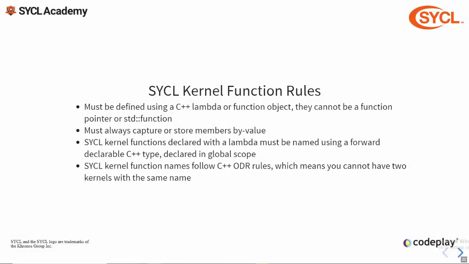First, we're going to take a look at some of the rules that apply when defining kernel functions. Kernel functions can only be defined by a lambda expression or a function object. They can't be function pointers or std function objects. All variables captured in a lambda or stored in a function object must be by value, so they cannot be by reference. Kernel functions defined with a lambda expression must be named, and the name must be a forward declarable C++ type declared in a global scope. Lastly, kernel function names must follow ODR rules, which means you cannot have two kernels with the same name. This is important for using lambdas, as each lambda is unique and therefore needs a unique name.